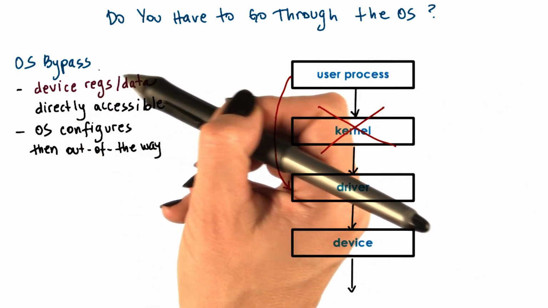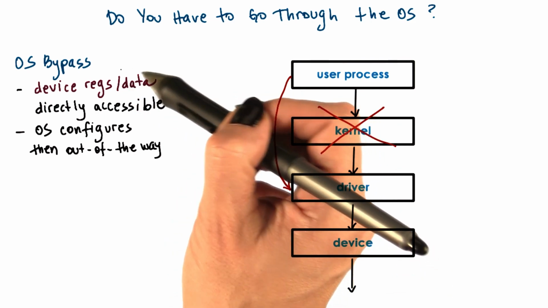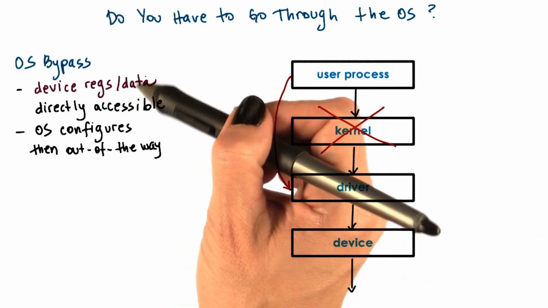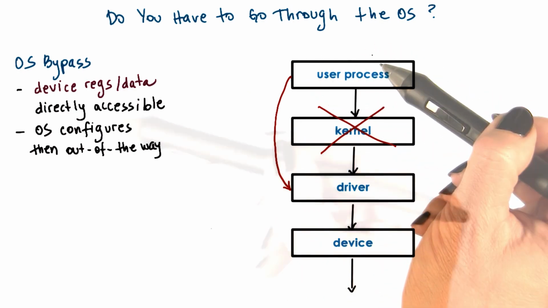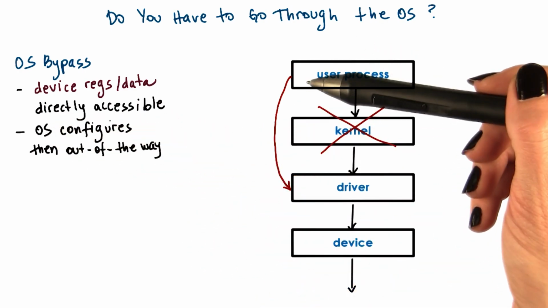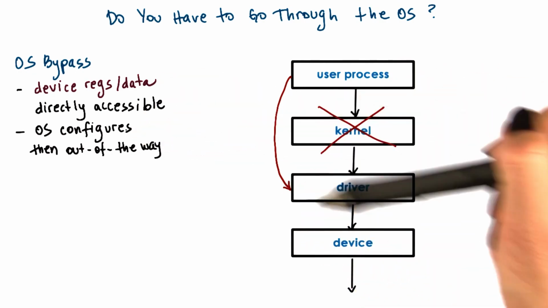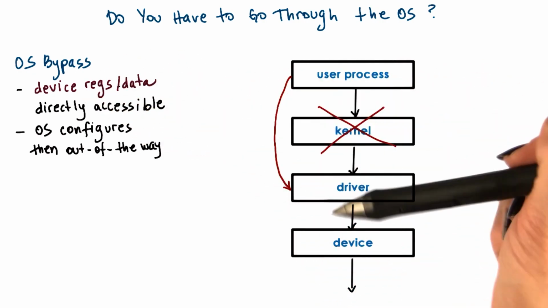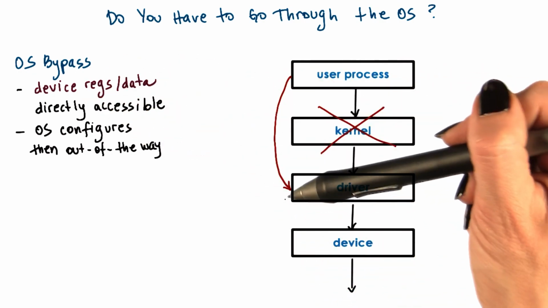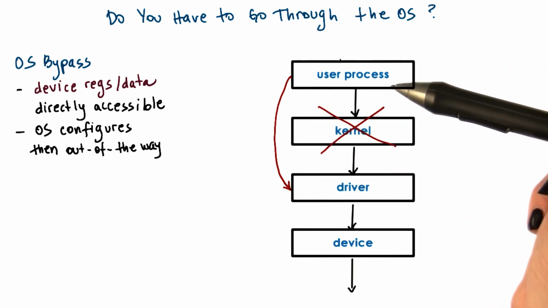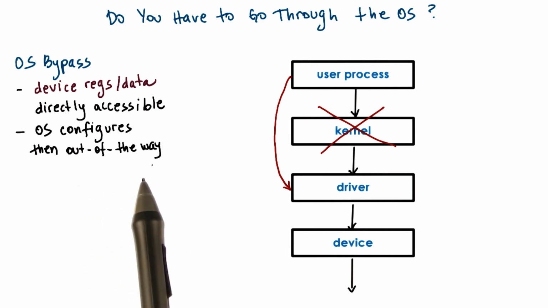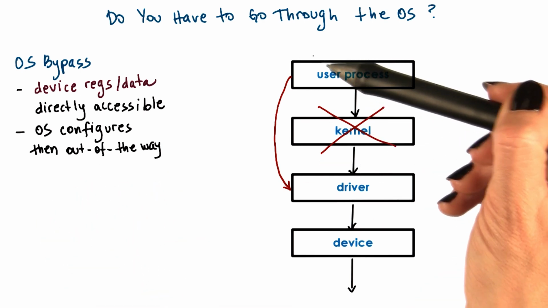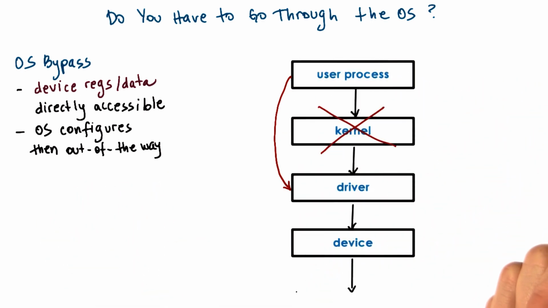That means that the device registers or any memory that is assigned for use for this device is directly accessible to the user process. The operating system is involved in configuring this, so making sure that any memory for registers or data corresponding to the device are mapped to the user process. But then after that's performed, the operating system is out of the way. It's not involved in it, and we go from the user process all the way down to the device.